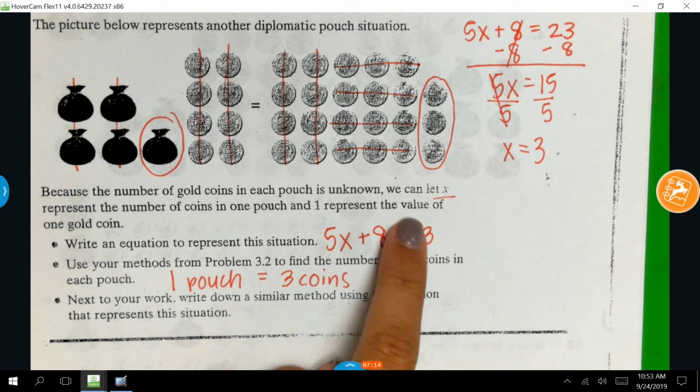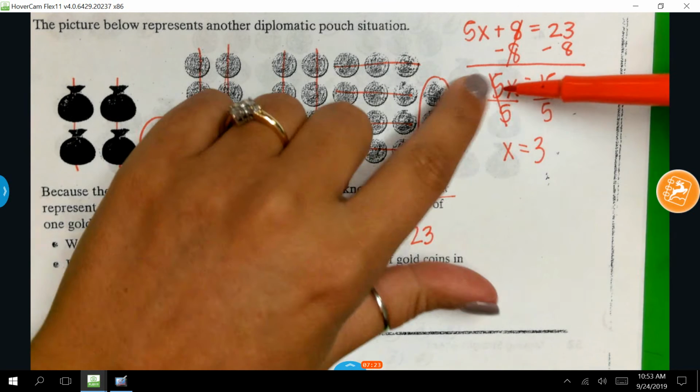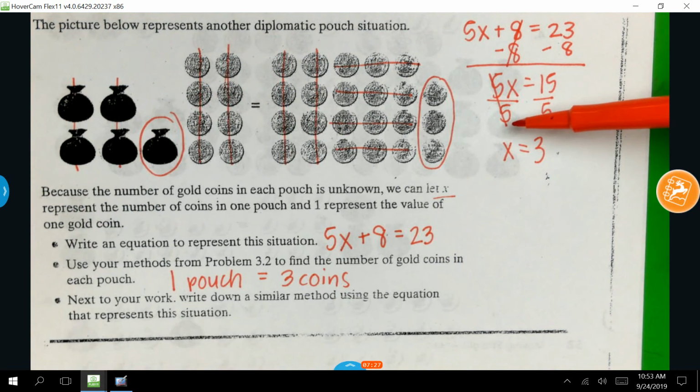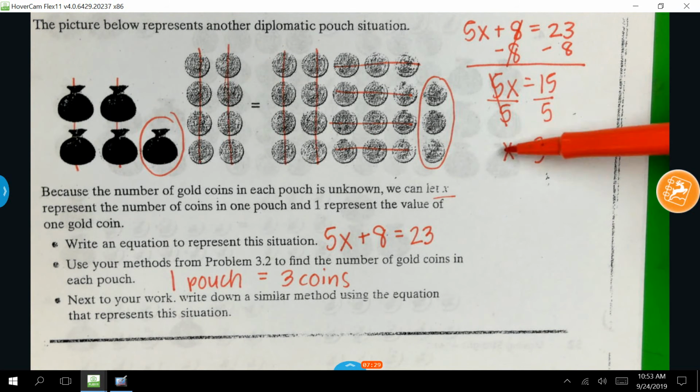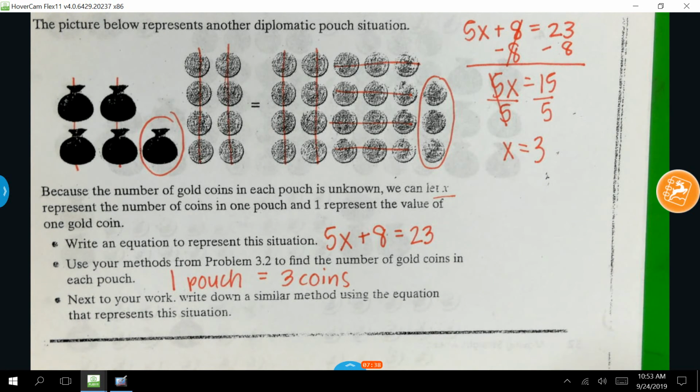Just because they specifically told us to use X. If they didn't say X, you could use whatever variable. Oh, because you had 5x divided by 5, so 5 divided by 5 is 1. And then you still have your x. So it's actually a 1x. You just don't necessarily have to write that 1 right there, because it's always understood that there's a 1 in front of a variable. Okay. We good?